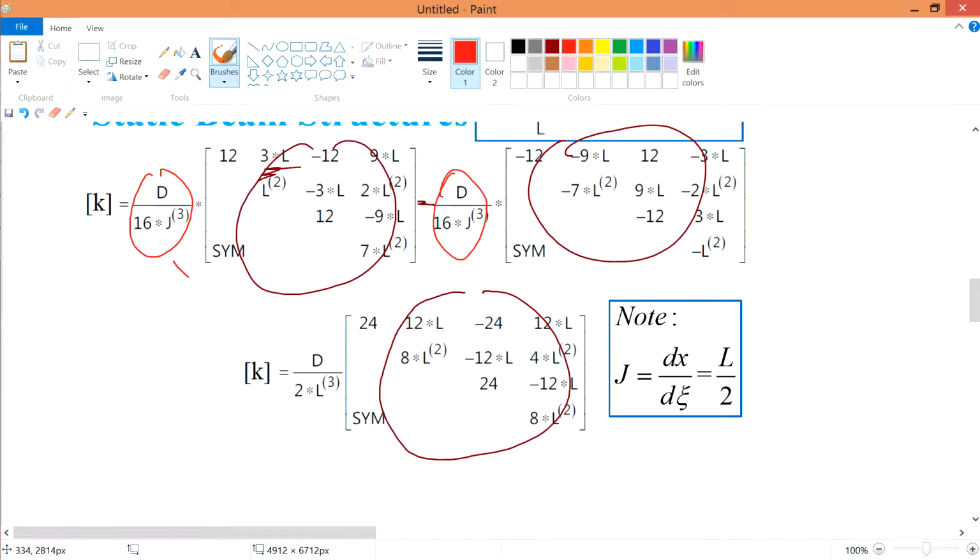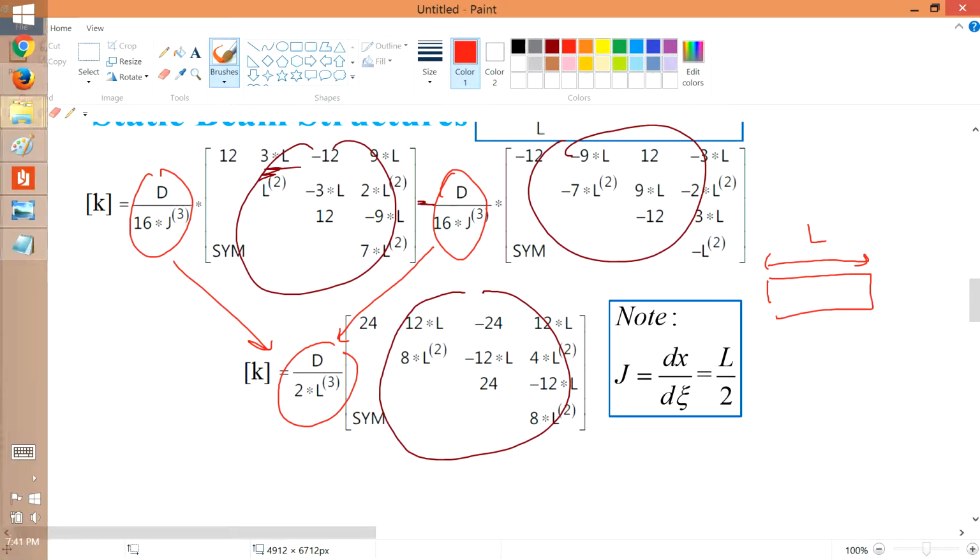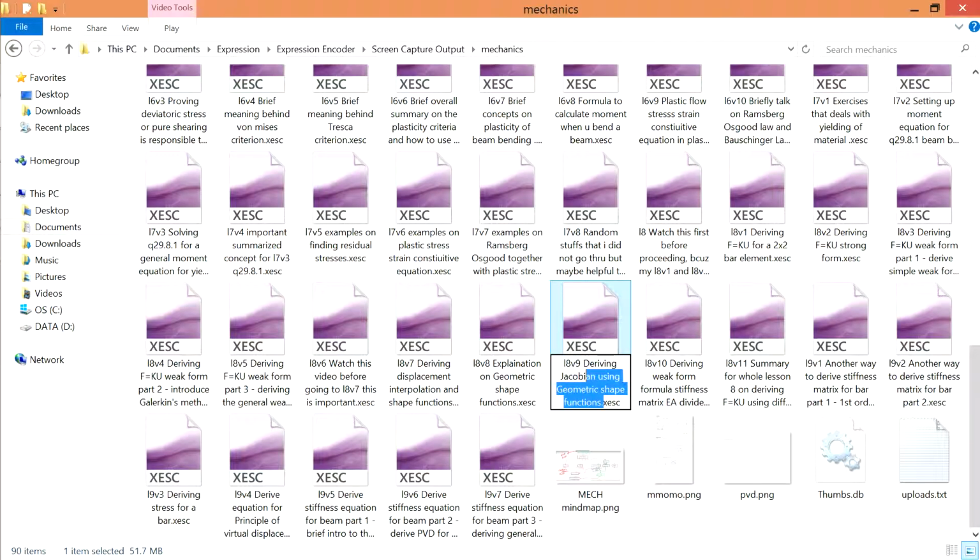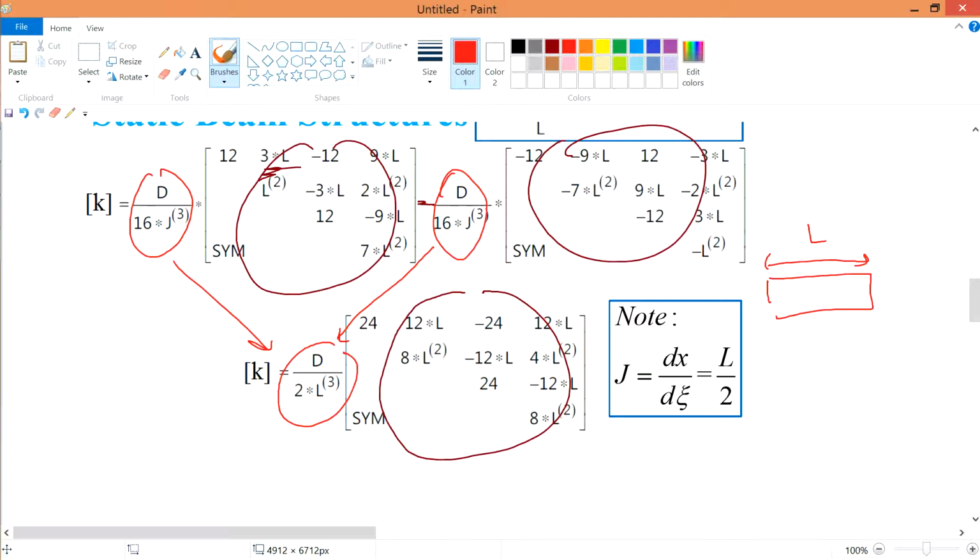Okay, as you will compare, they have actually changed. The coefficient has changed a little. Because the J itself, if you remember, J is equal to dx over dc, which is equal to length over 2. Meaning this is the bar of the length. This is taking back the same assumptions from the Jacobian. So I highly suggest that you watch the video on the Jacobian. You'll get to know why it is L over 2. Why is it L over 2?